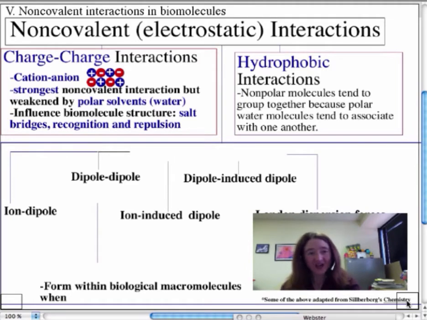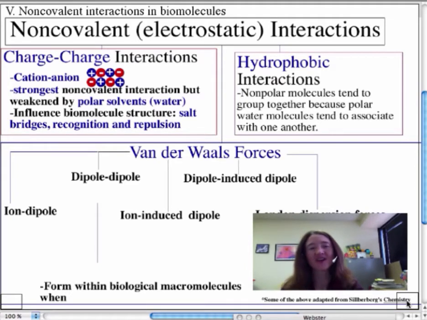The last type of non-covalent interaction that I want to talk about is van der Waals forces, and oh my gosh, I don't know if you're anything like me, but when I was an undergraduate student, I got very used to hearing about van der Waals forces, but I'm not sure I ever entirely understood them. And maybe that's because no one ever grouped them for me and talked about the different kinds of van der Waals forces. So that's what I hope I can do here.